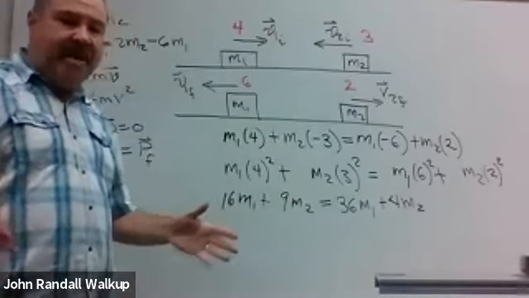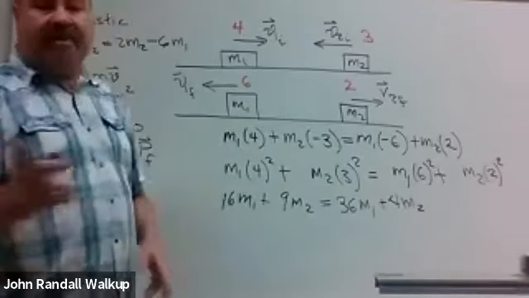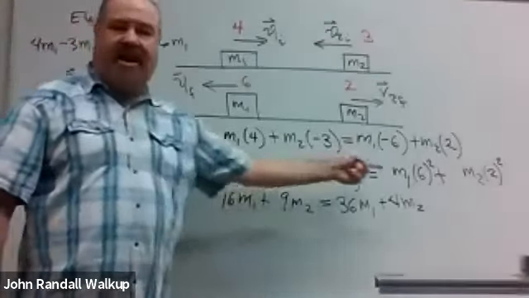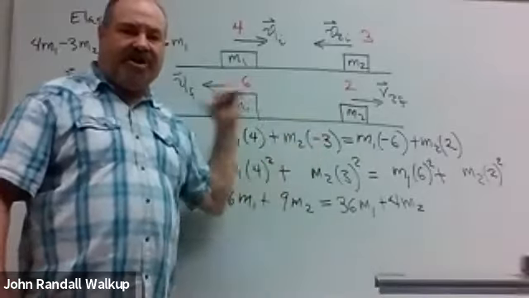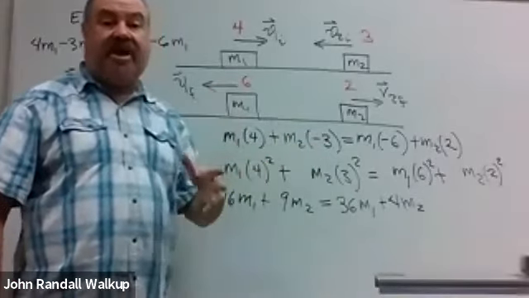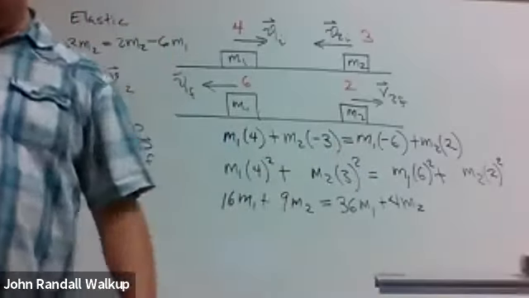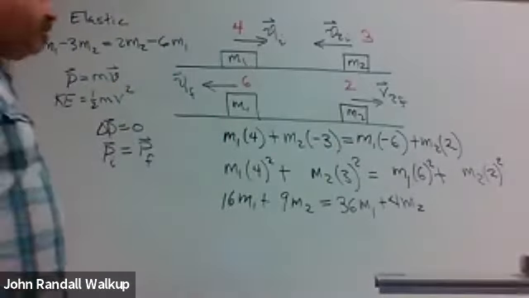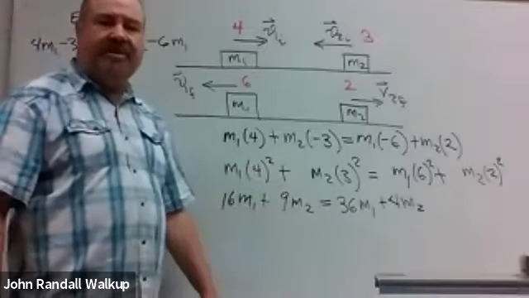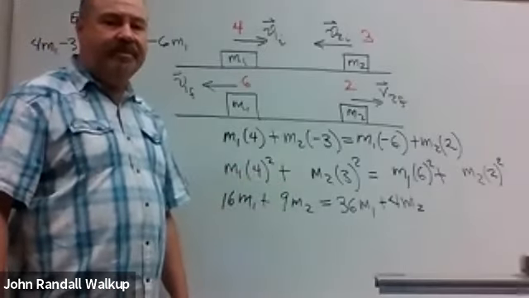Okay, where are the mistakes made? The most common mistake is putting negatives in front of the kinetic energies, depending on the direction of the arrows. Kinetic energy is a scalar, it's always positive. Also, forgetting to square the velocities is pretty common as well. So, that's something to watch out for.